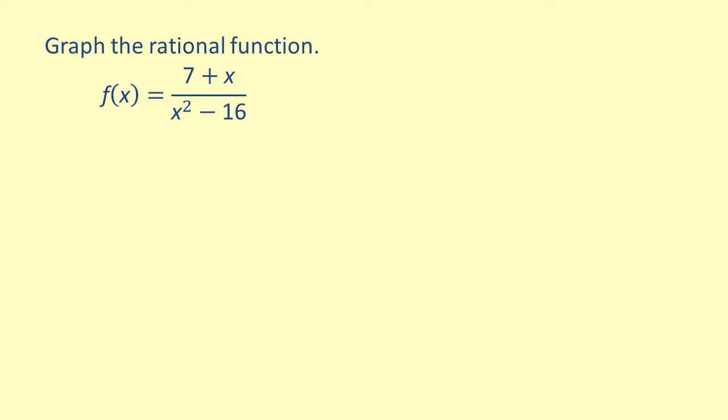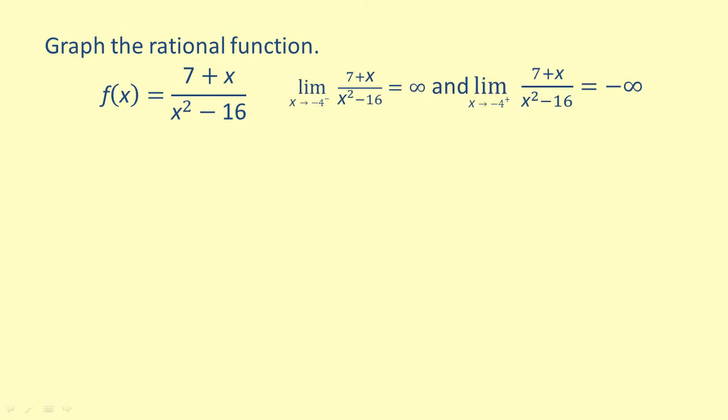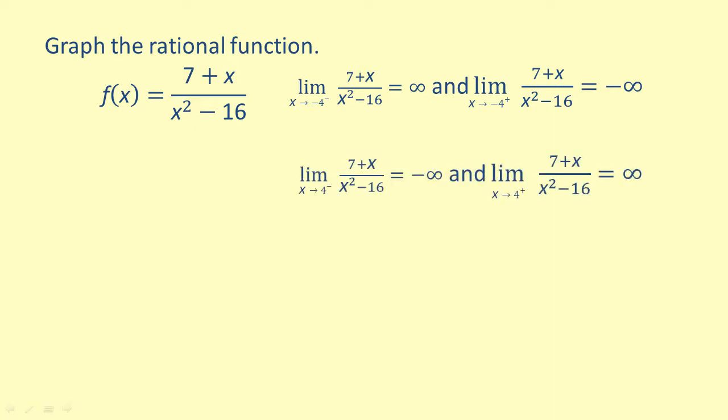For negative 4, this gives us the limit as x approaches −4 from the left equals infinity, and the limit as x approaches −4 from the right equals negative infinity. For positive 4, this gives us the limit as x approaches 4 from the left equals negative infinity, and the limit as x approaches 4 from the right equals infinity. Again, since the limits are not equal, we know this is an asymptote of the function. Now we'll calculate the first derivative.